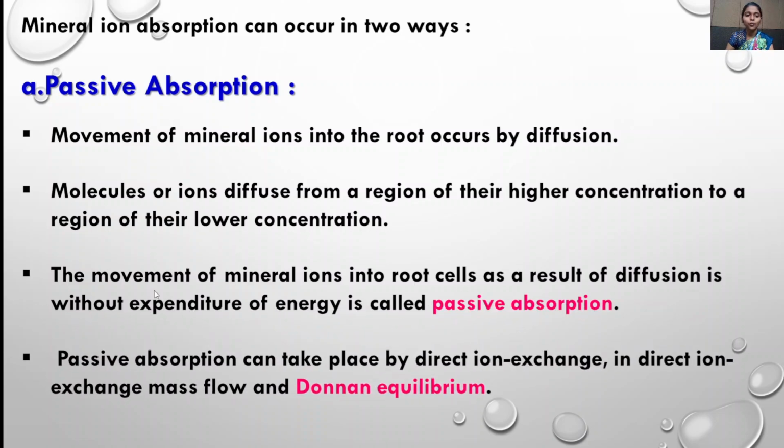It is a very important definition. The movement of mineral ions into a root cell as a result of diffusion, without expenditure of energy, is called passive absorption. Passive absorption can take place by direct ion exchange, mass flow, and Donnan equilibrium. Moves to the next slide.